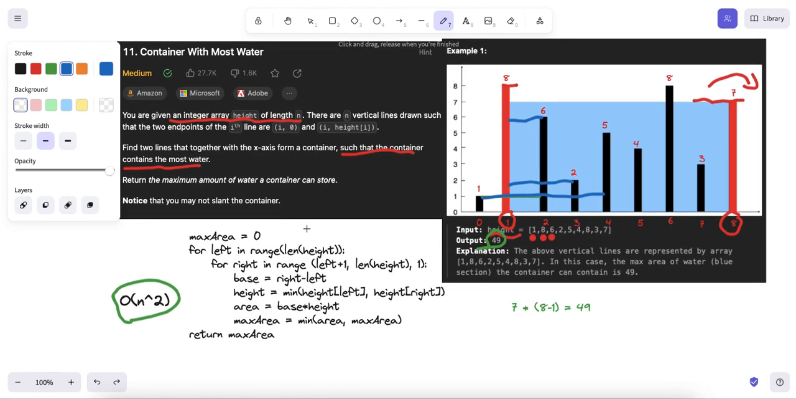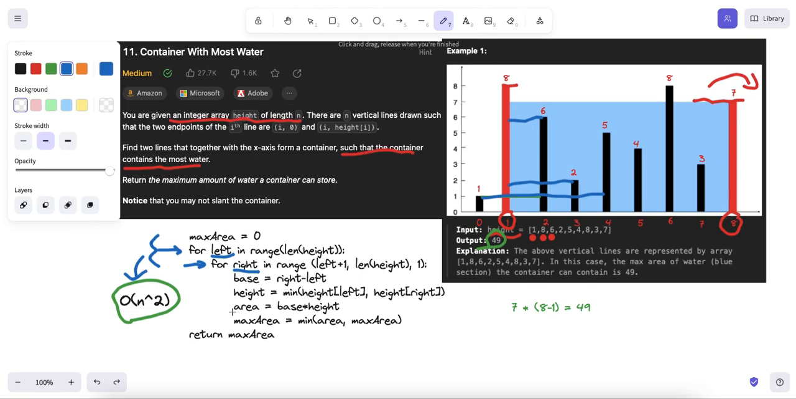This is the code for this solution. We see that we would need two for loops, one for a left pointer indicating the left side of the rectangle we're currently looking at, and one for a right pointer indicating the right side of the rectangle we're currently looking at. Because of these two nested for loops, we would have an O of n squared time complexity.